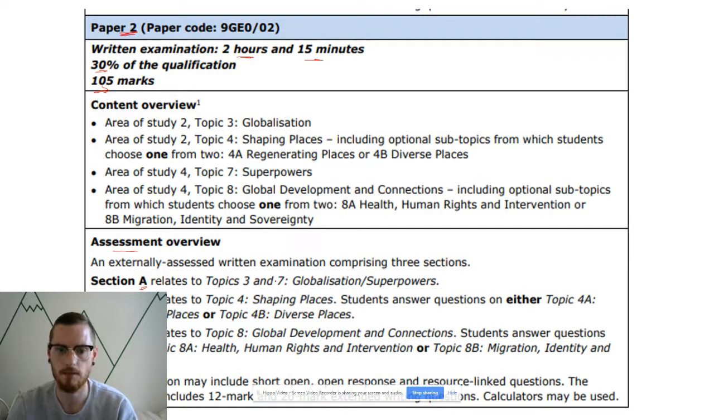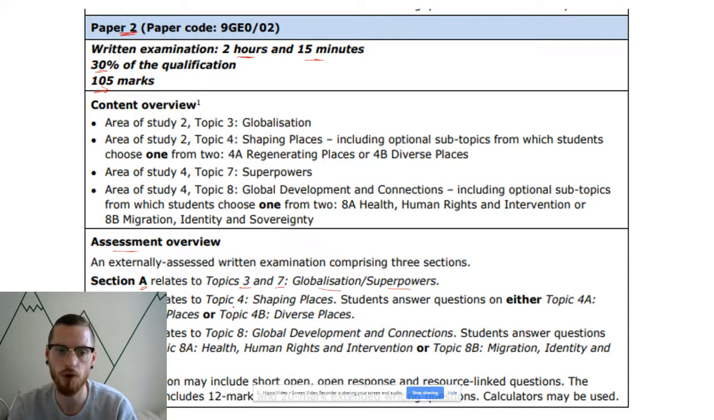And this time we are looking at combining 2 topics in section A. That's topics 3 and 7, globalization and superpowers. You're going to get a 12-mark assess question on both of these. Section B is a choice.